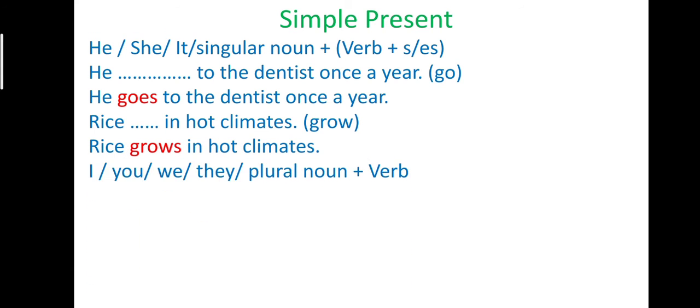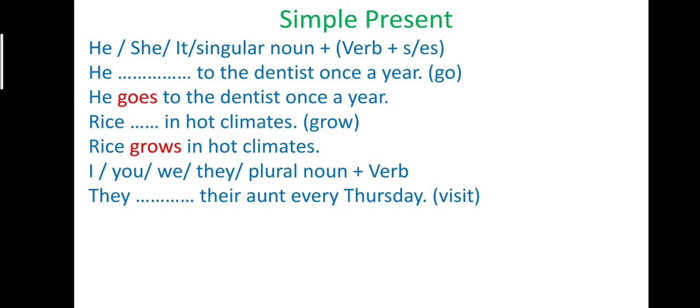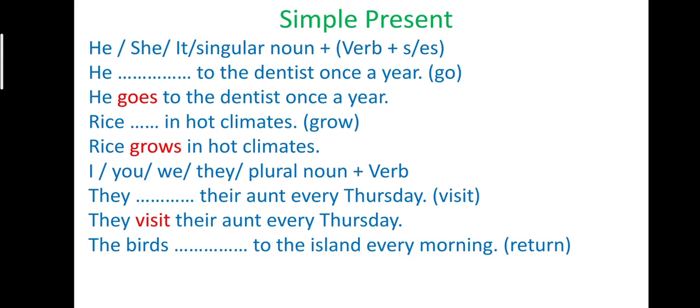Okay, so with I, you, we, they, or any plural noun like the students, the dogs, we use the verb without anything. So the base form of the verb. For example, we say they, their aunt, every Thursday. So they visit or they visits. They visit. Okay. The birds to the island every morning. The birds return or returns. The birds return. That's good.